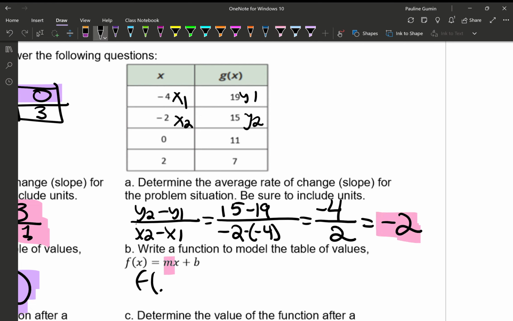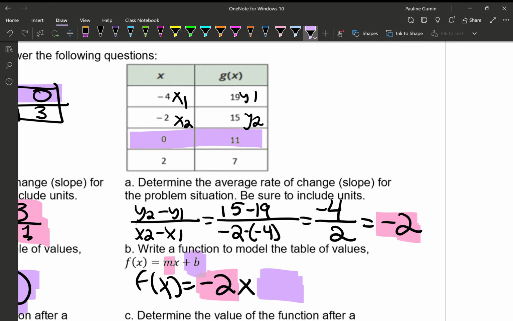So function form, f of x equals -2x. Now let's look at our table and see, do we have x equals 0? So a y-intercept on the table. Looks like we do. Plus 11.